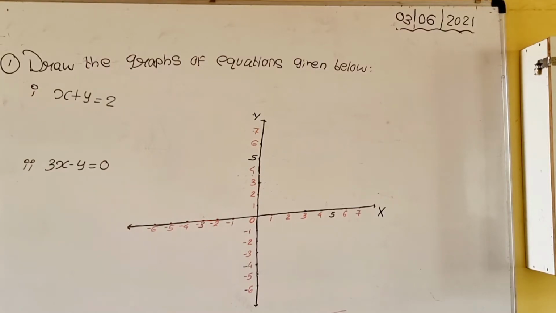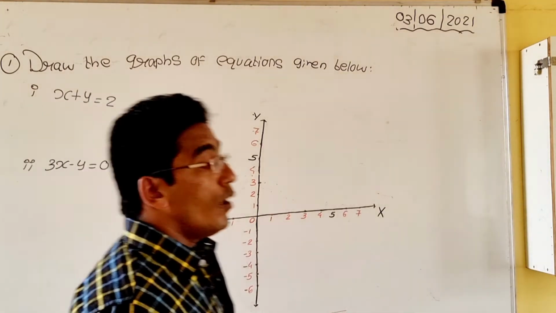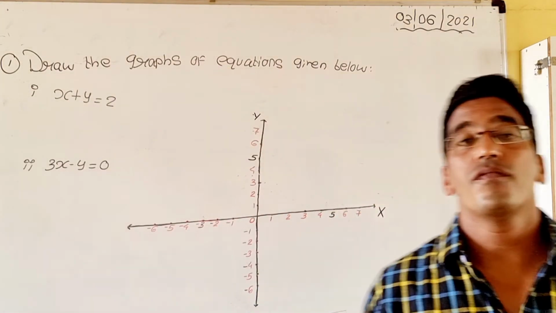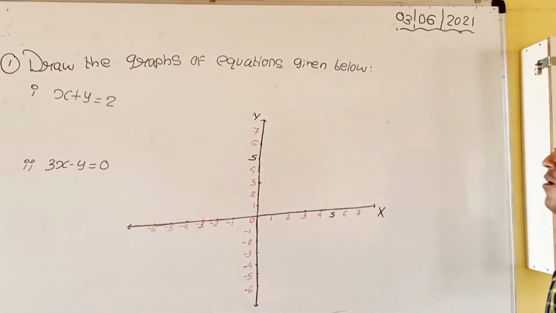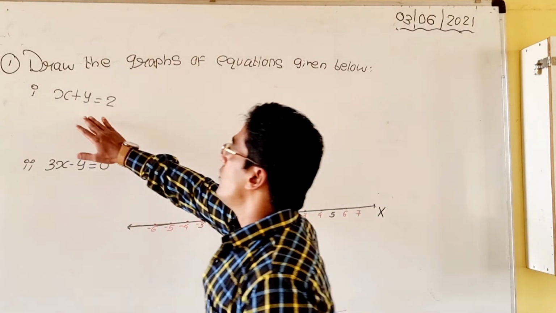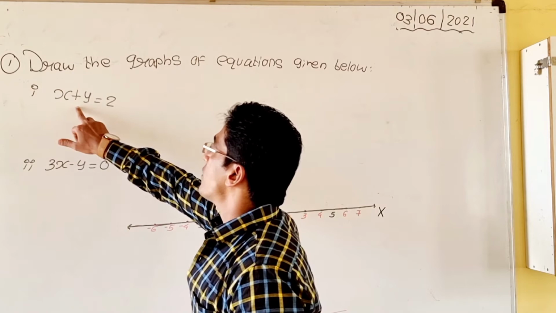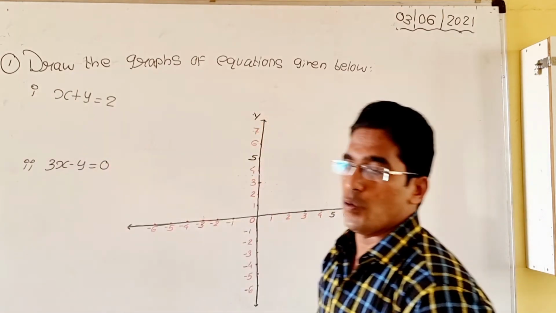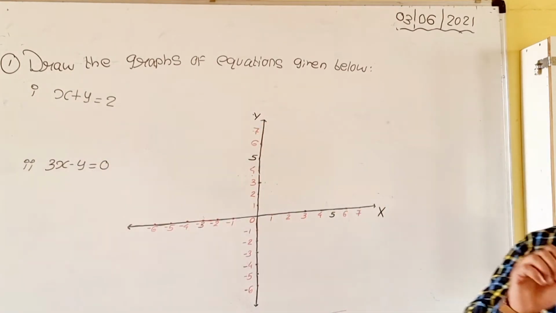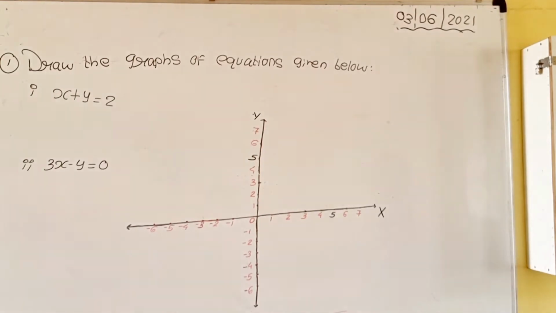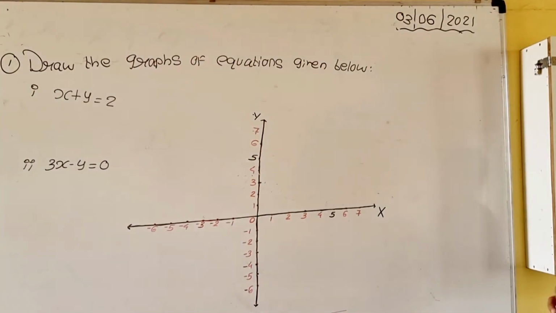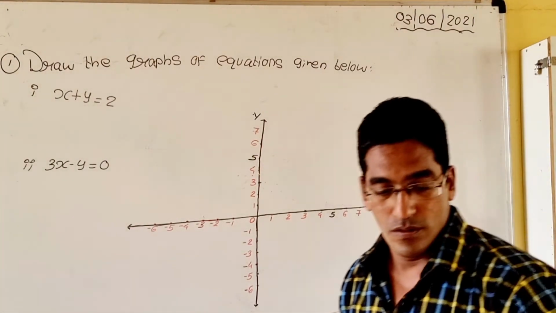Good morning students. In today's lecture we are going to see how to draw the graphs of the equations. Now the first question given to us is x plus y is equal to 2. In this, first we will find out three pairs whose addition is 2.